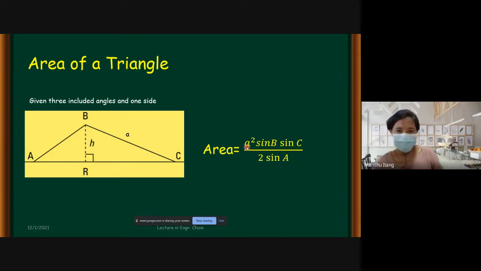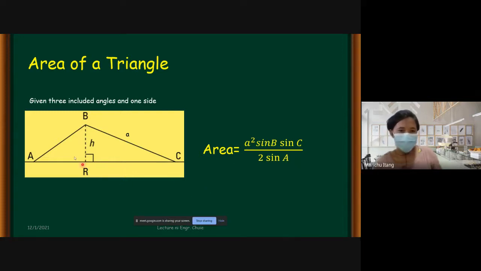So again, if this is A in the illustration, what is opposite to A? The angle opposite to small letter A is equivalent to the included angle A. So this should be written at the bottom. And the two remaining included angles are written on the top. So area is equal to A squared sine B sine C all over 2 sine of A.